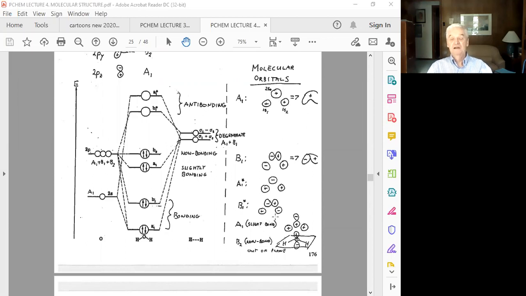Here's the anti-bonding B1 star. You can see I've just flipped the signs of the hydrogens. And so here's the B1 star anti-bonding orbital.